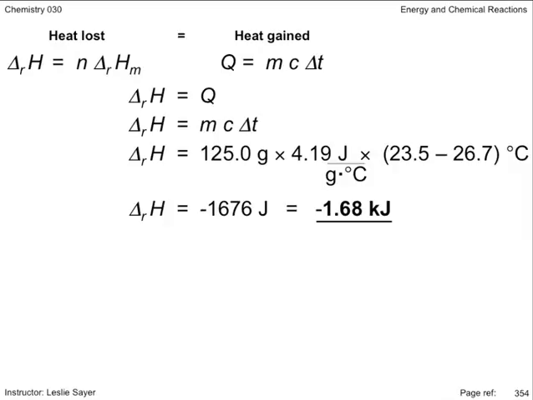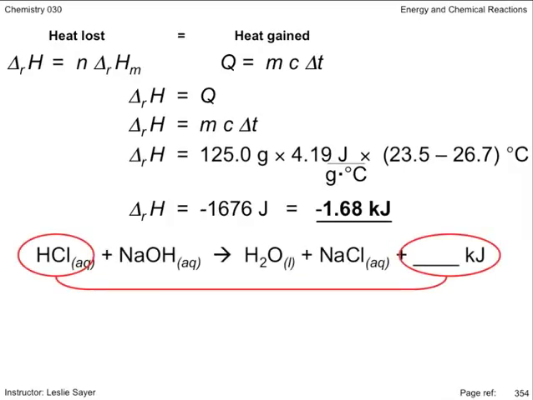I can't put this enthalpy change value directly into the chemical equation. In the equation, the energy value added to the product side refers to the amount of energy produced by 1 mole of hydrochloric acid. The 1.68 kilojoules is the amount of energy produced by a different amount.